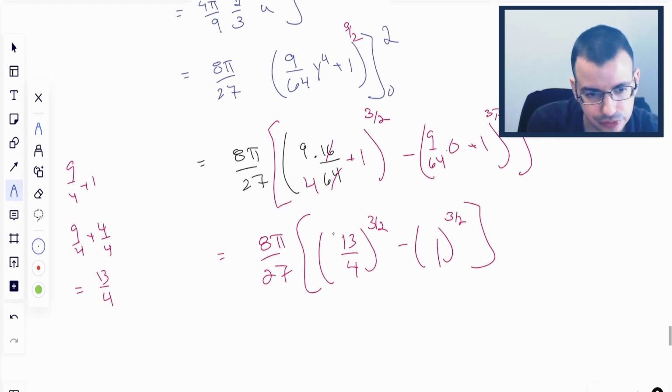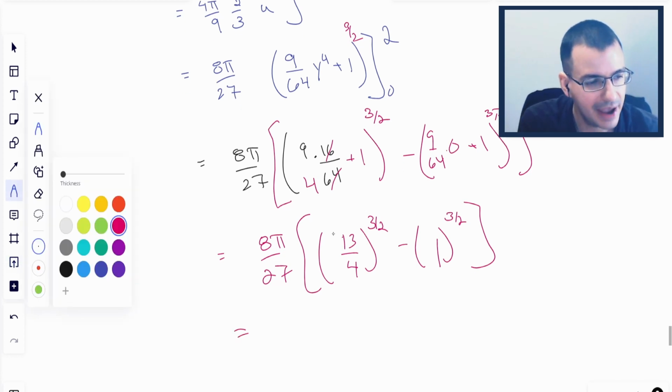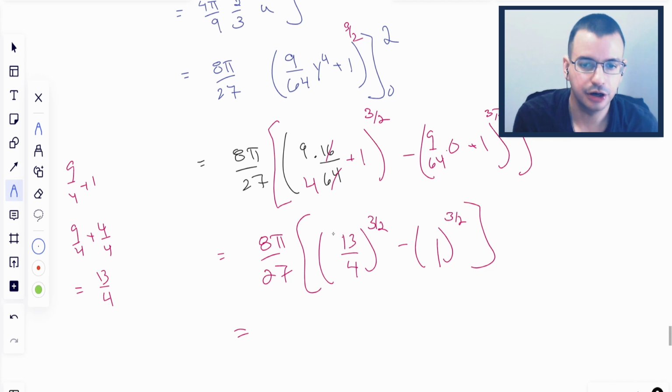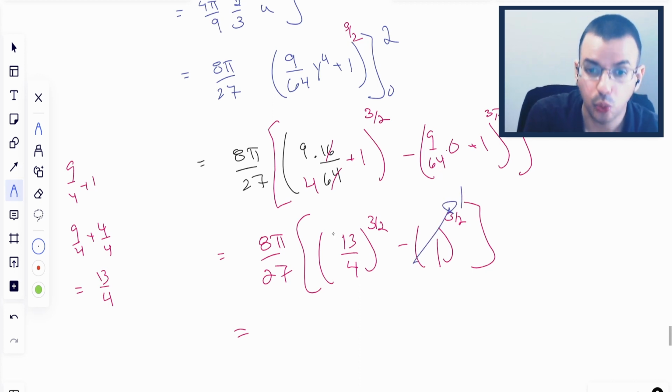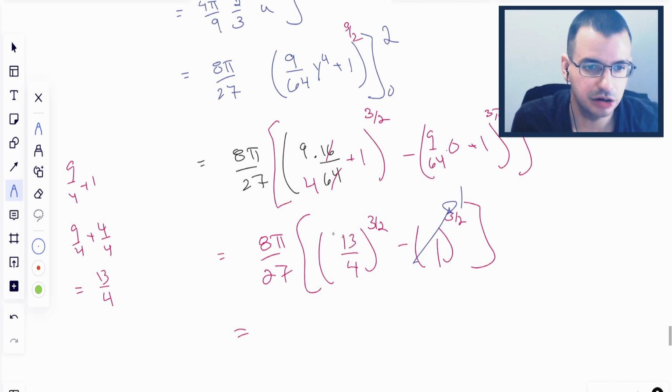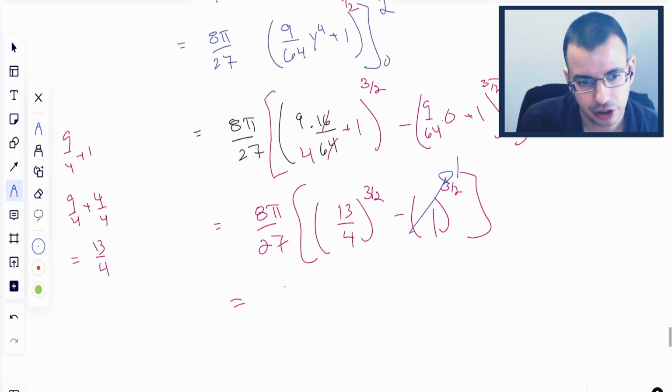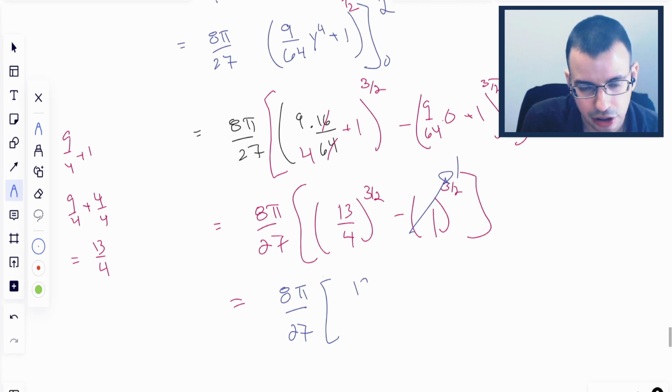Yes. And doing some math here. So this just becomes 1. 13 to the 3/2 is just going to be 13 to the 3/2. There's nothing fancy we can do about that. So we're going to have 8 pi over 27 times 13 to the 3/2.